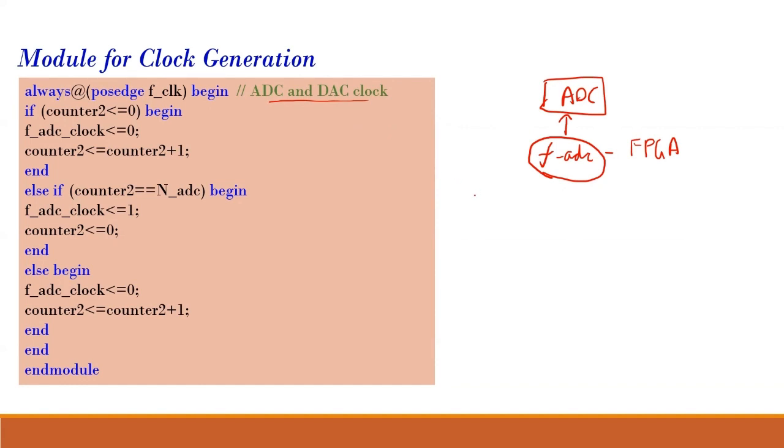Sir, whenever the pulse of FADC comes, for every 4 clock cycles, this ADC will start to convert, right? Yes, it will start to convert. The conversion of ADC will happen. Yes.